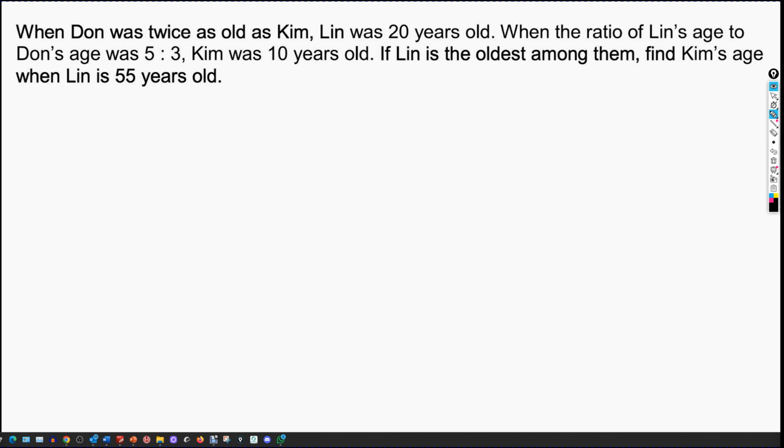So I'm just going to draw as he drew, which is how I would have drawn them as well. We started over here. When Don was twice as old as Kim, Lin was 20. So we've got Don and we've got Kim, and this is going to represent however old Kim is. And if that's how old Kim is, then Don is twice that. Okay, so that represents that.